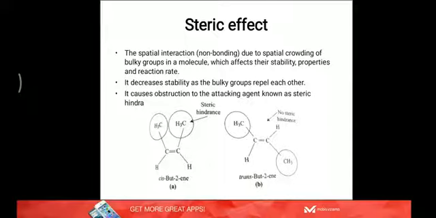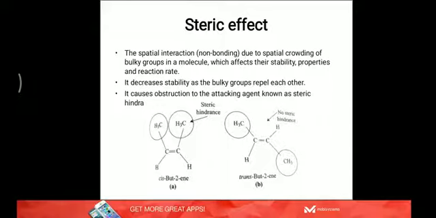Today we discuss another important effect which operates in organic molecules, namely steric effect. The term steric means stereo or space. So it is the spatial interaction due to spatial crowding of bulky groups in a molecule which affects their stability, properties and reactivity. It decreases stability as the bulky groups repel each other. It causes obstruction to attacking agents in certain reactions, that is known as steric hindrance.